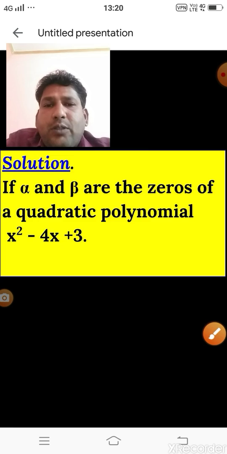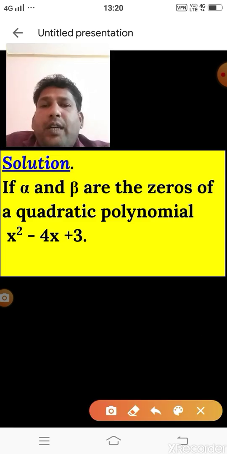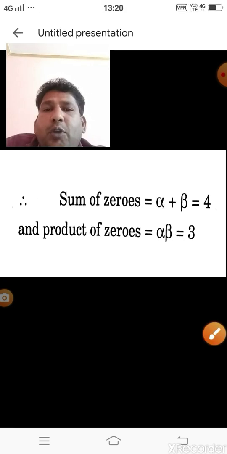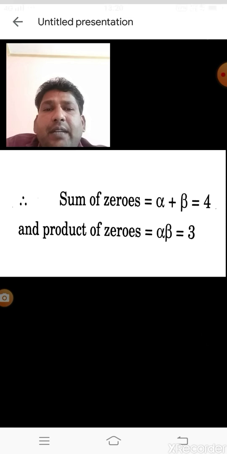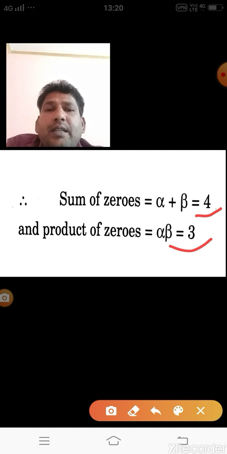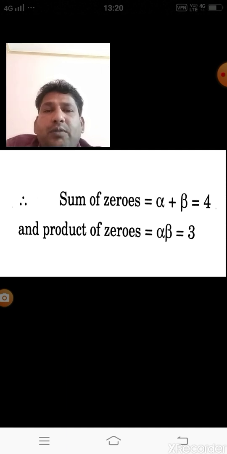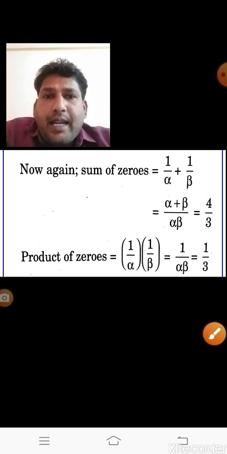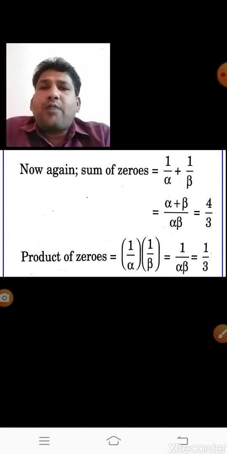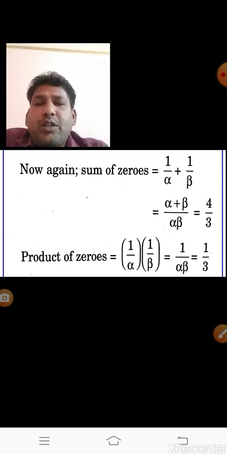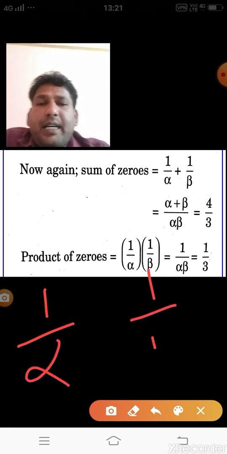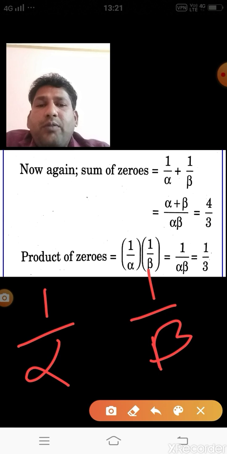Then here I have the solution. If you are taking alpha and beta as the zeros of this quadratic polynomial x square minus 4x plus 3, then orally we are able to observe the value of sum of zeros and product of zeros. Sum of zeros is 4 and the product of zeros is 3. And for the new quadratic polynomial we need the sum of zeros and product of the zeros. Now the zeros are 1 upon alpha and 1 upon beta, means we need the sum of these two.